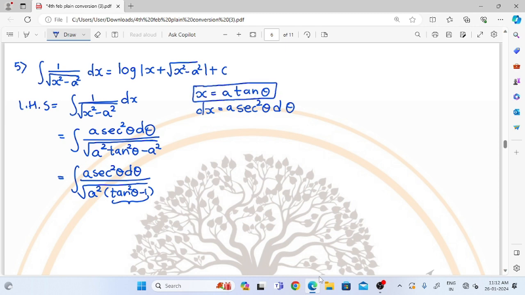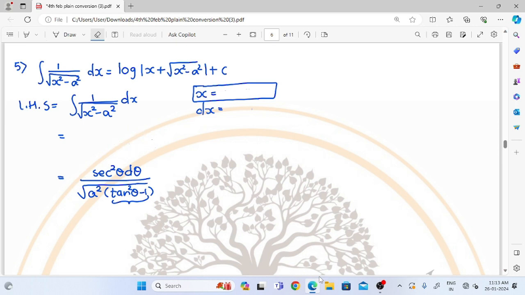So now what can we take? See, we have the identity 1 plus tan square theta is equal to sec square theta. In the last two proofs we were getting 1 plus tan square theta inside the bracket, but here we are getting tan square theta minus 1, so we are not making out the identity, so we cannot take x is equal to a tan theta. So what is the change here? We will take x is equal to sec theta. Why sec theta? That I will tell.